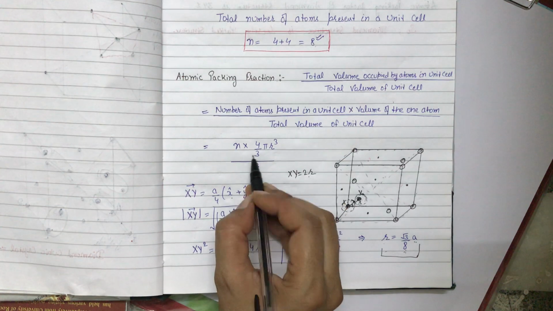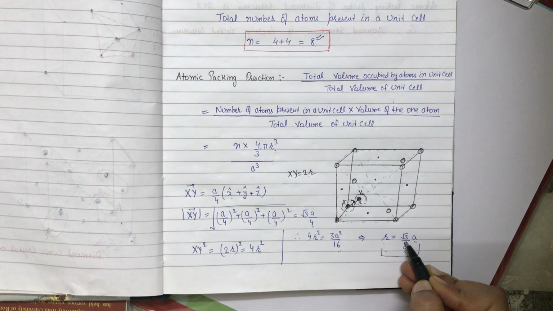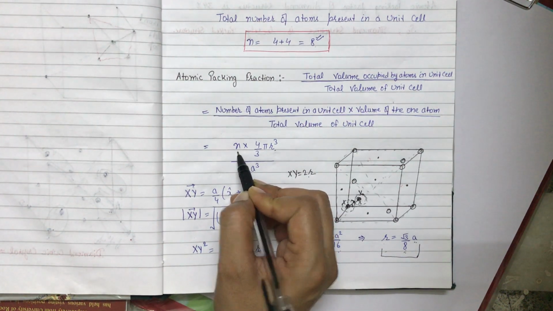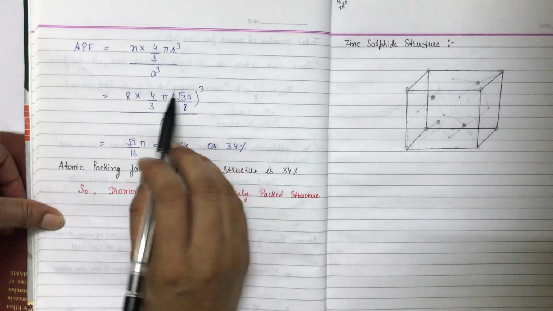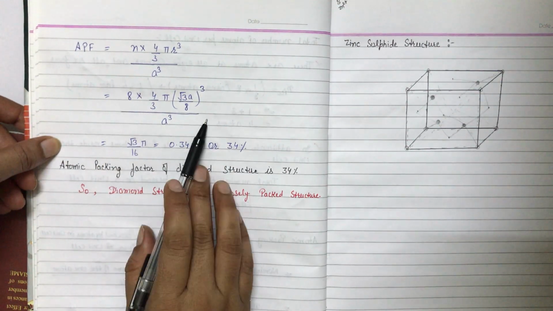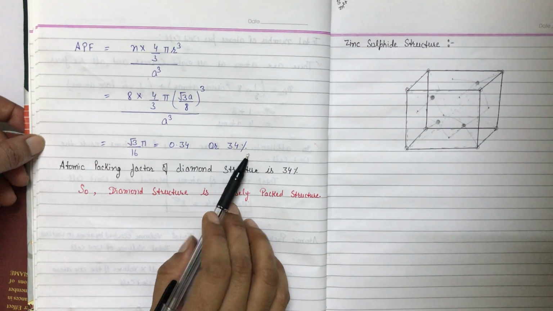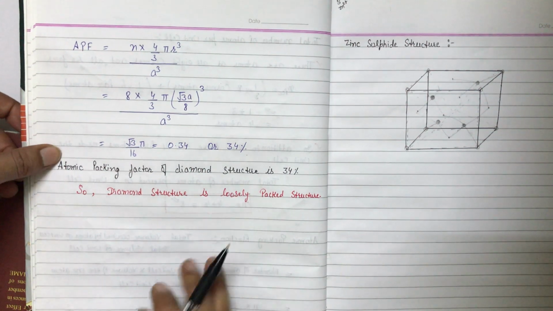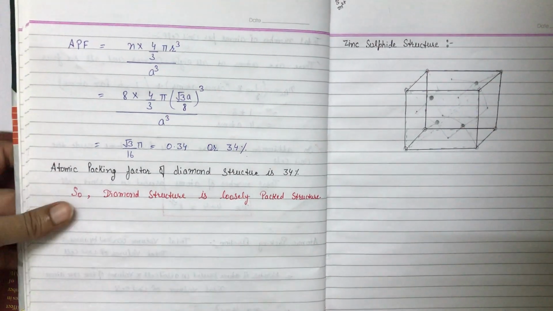Now put this value in the atomic packing fraction formula. So r cubed is under root 3 by 8 times A, the whole cube, and n is the total number of atoms per unit cell. In this way we will get the atomic packing fraction for the diamond crystal. This will lead to 0.34, which is 34%. So the atomic packing fraction for the diamond structure is 34%, and the diamond structure is a loosely packed crystal structure. Clear? So this is all about the diamond structure.